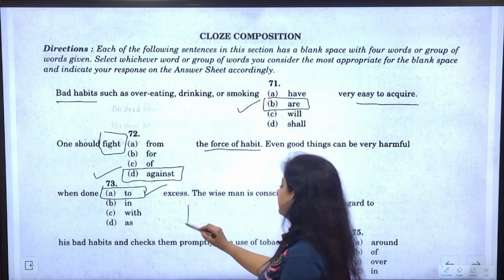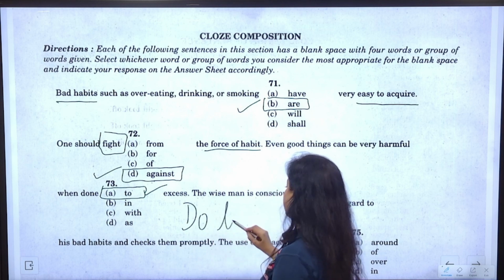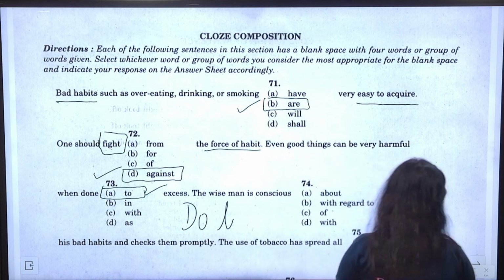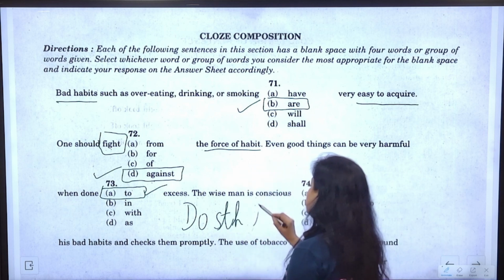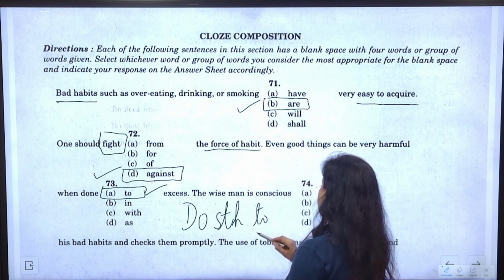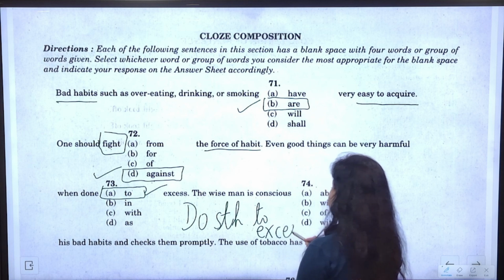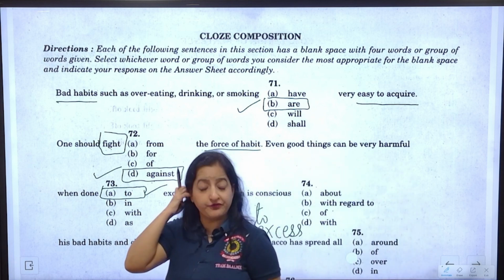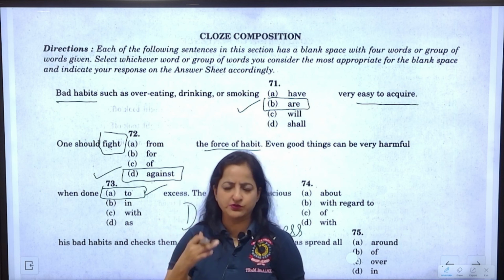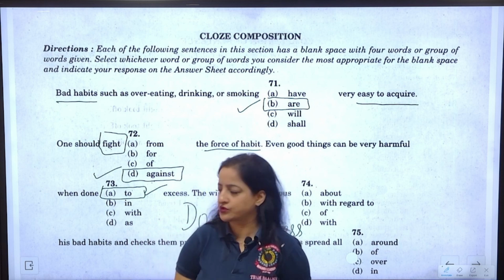The phrase is, if you do something, okay, I'll write it. Do something to excess. You don't do something in excess. In English we say you do something to excess. This is a phrase. And again it means ati karna, zyada karna usko, that's it.